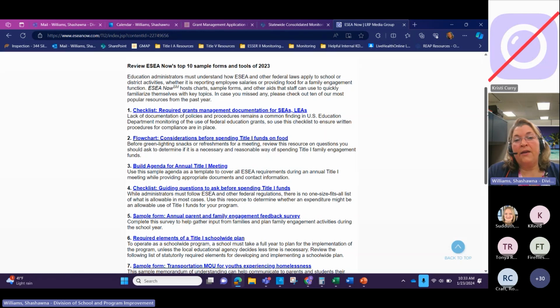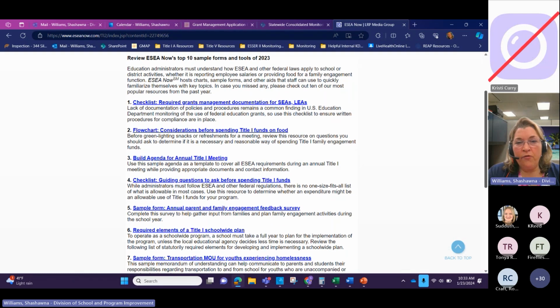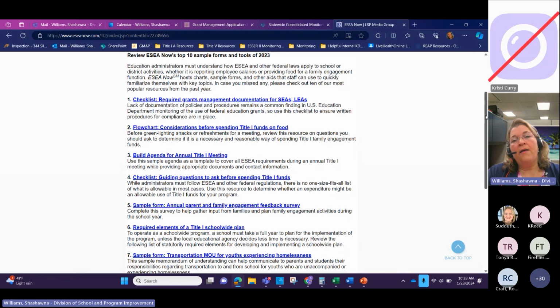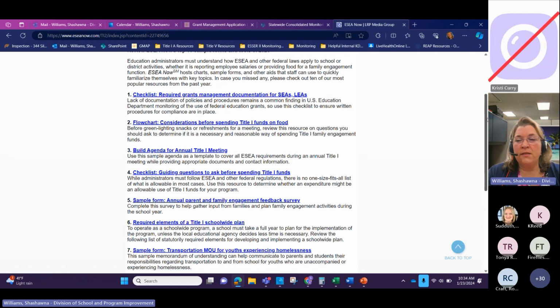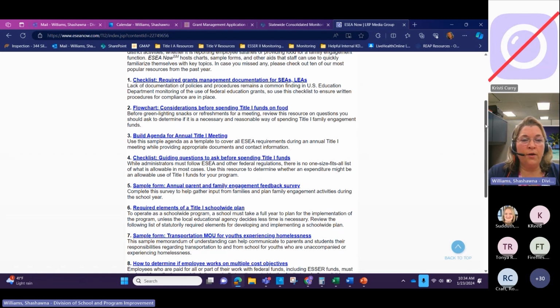I just thought this was a great resource because it's sample forms and tools. I have lots and lots of people that I work with throughout the state that are always asking me, is there a template or is there a sample? And this is a nice little collection of those for you.